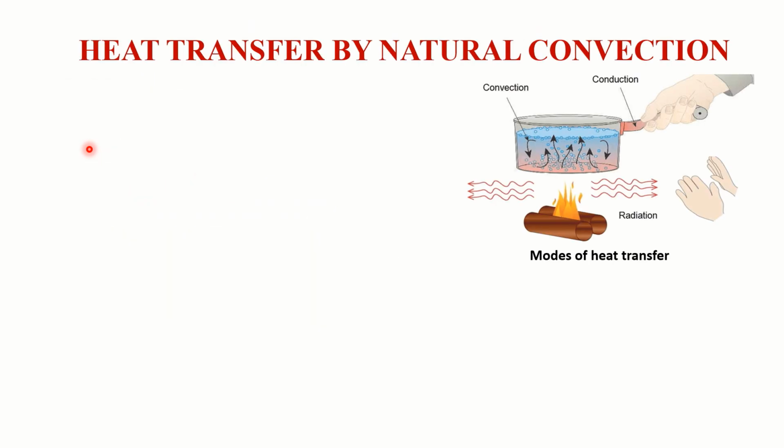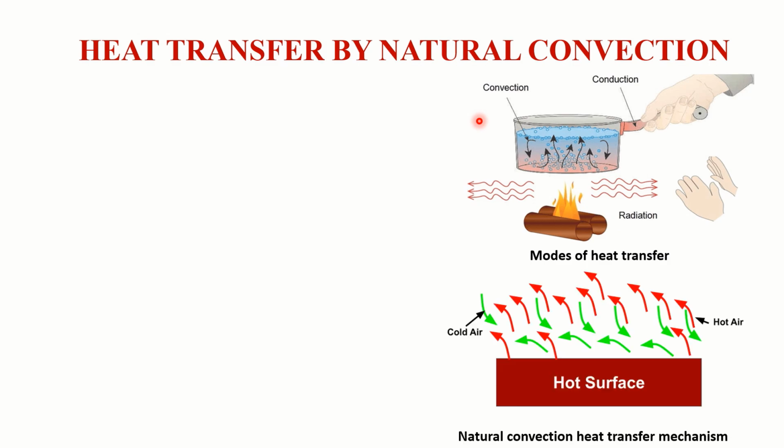There are three modes of heat transfer. They are conduction, convection, and radiation. When there is a temperature difference between a surface and a fluid, heat is transferred by convection. There are two types of convection: natural convection and forced convection. What is natural convection? How is heat transferred by natural convection? I'll explain with an example.